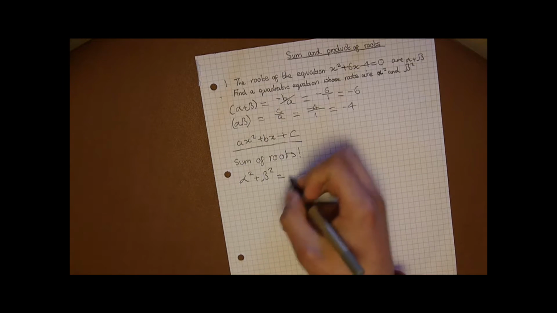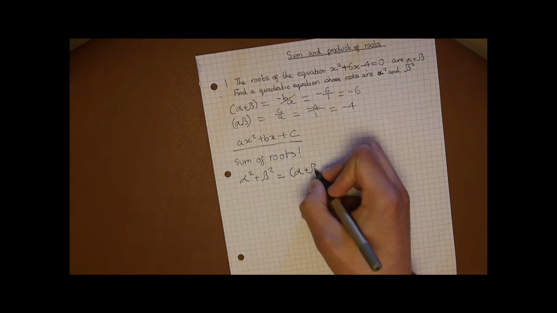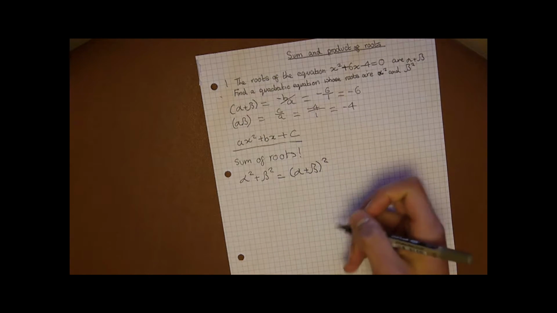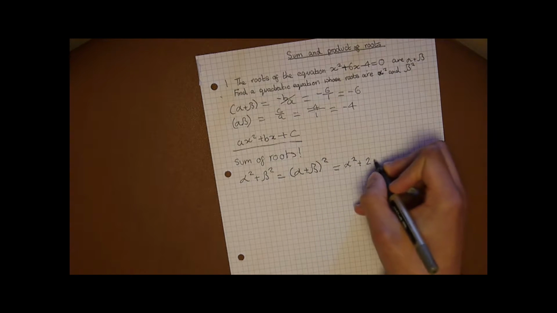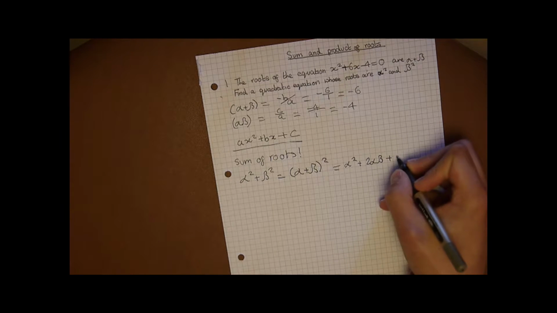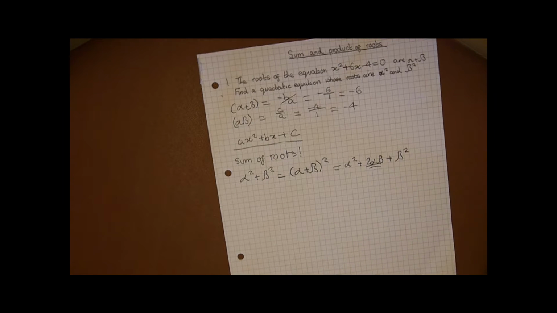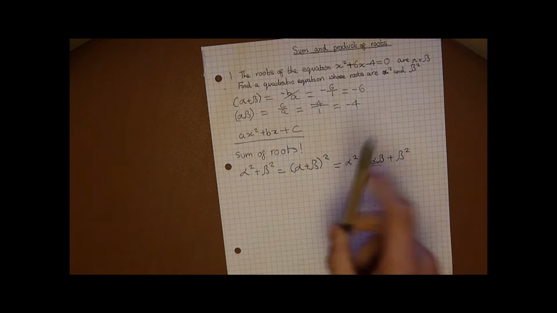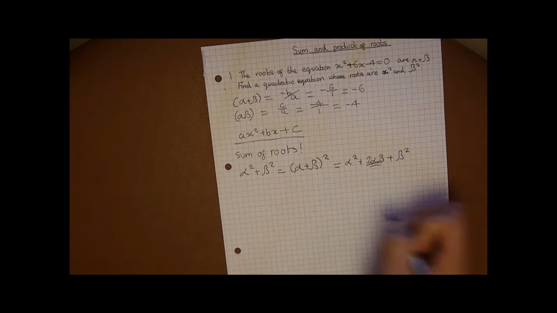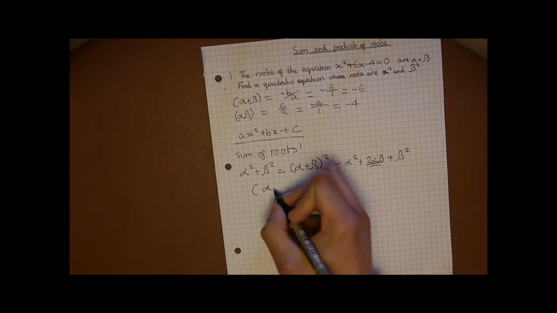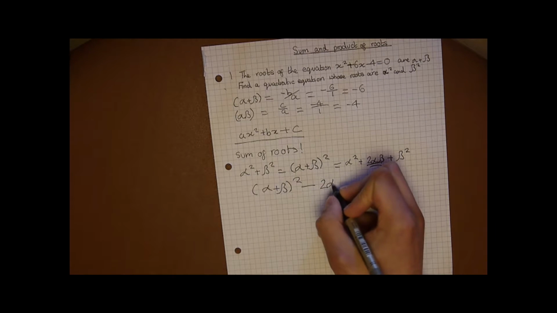The way we do this is, if we know alpha squared plus beta squared, then we can surely do alpha plus beta all squared. However, if you expand this out, you will get alpha squared plus 2 alpha beta plus beta squared. But we've got 2 alpha beta that we don't want. So what we do is we minus the 2 alpha beta, because alpha beta is one of the terms we can use and we have a value for it. So the sum of the roots is equivalent to alpha plus beta all squared minus 2 alpha beta.